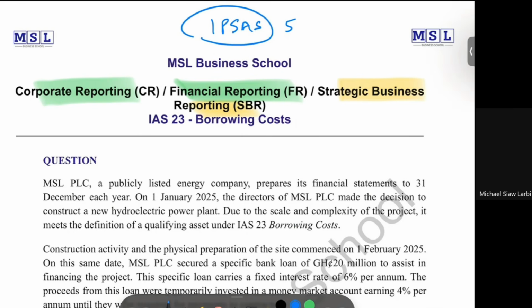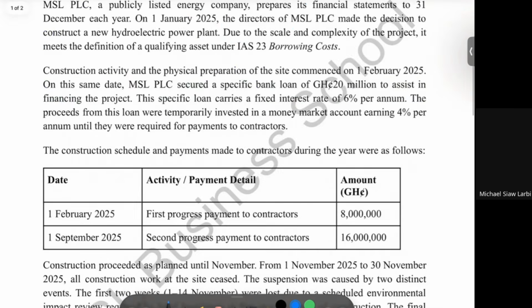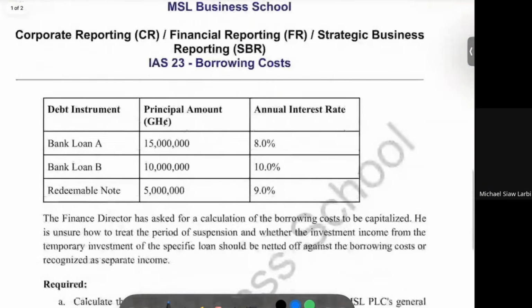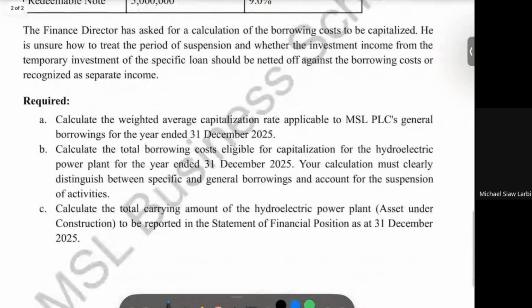Let's start. What is our requirement in this question? It's quite a long one. Required is to calculate the weighted average capitalization rate applicable to MSL PLC's general borrowings for the year ended 31st December 2025. We'll talk about that. Weighted average rate is needed when you have a pool of loans, apart from having specific funds. For a pool of funds available, you need to find a weighted average capitalization rate, and we'll do that.